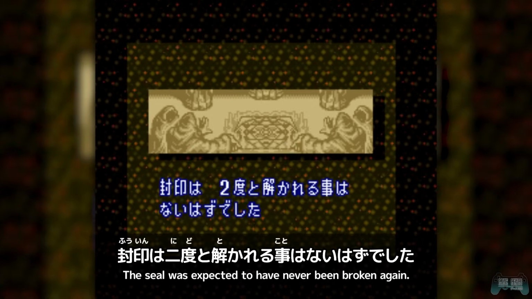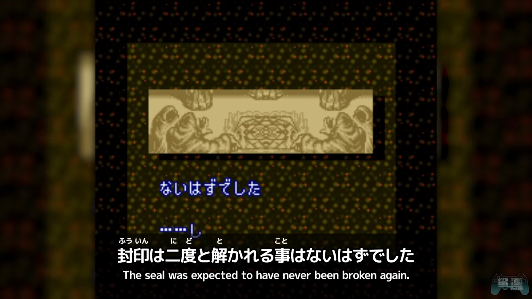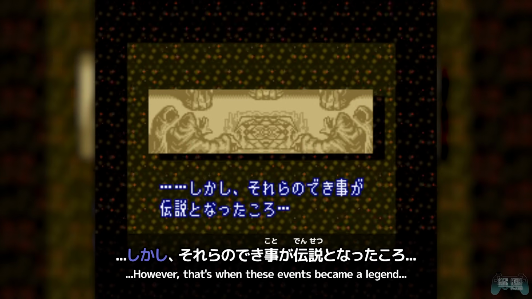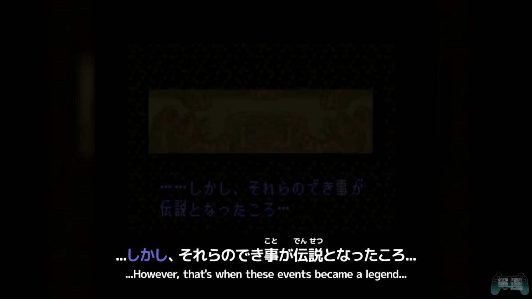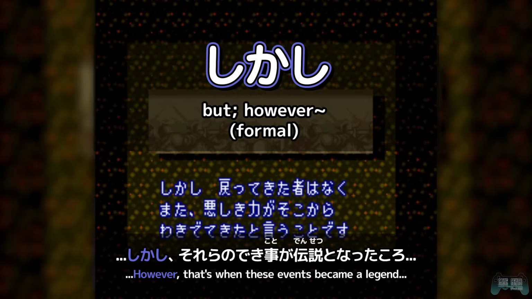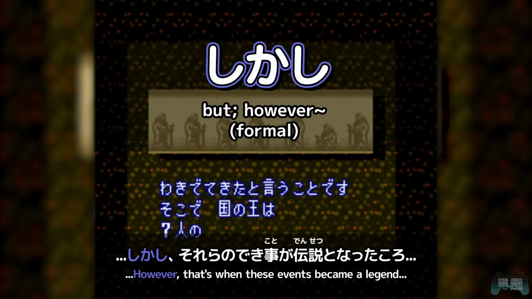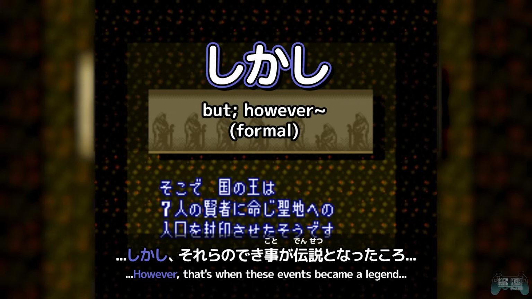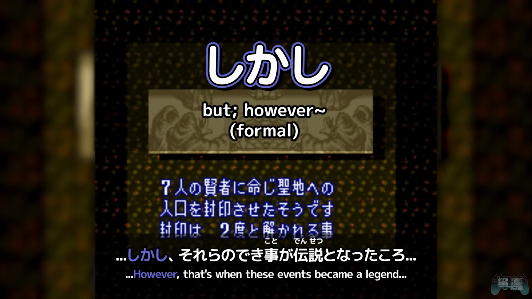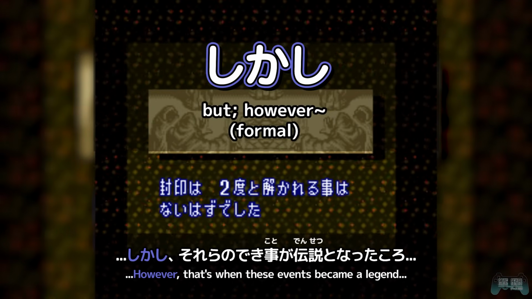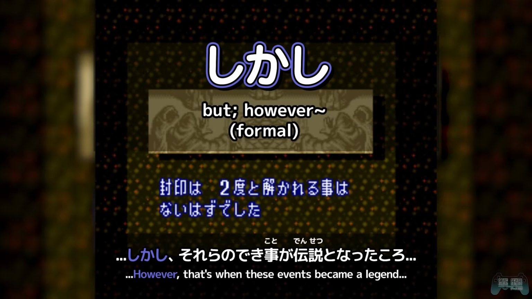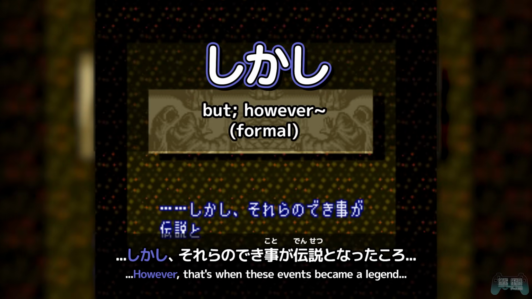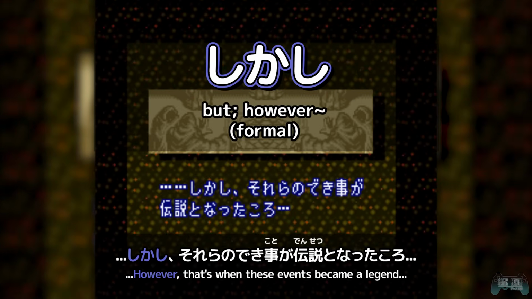Shikashi, but or however. So we have previously learned that demo is the casual way to say but or however in Japanese. And demo can be used at the beginning or middle of the sentence with commas. However, shikashi is the more formal and often written way of expressing the same thing, and this form must be at the beginning of a new sentence.